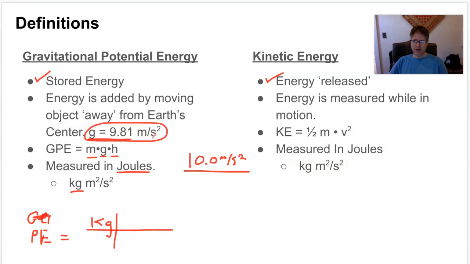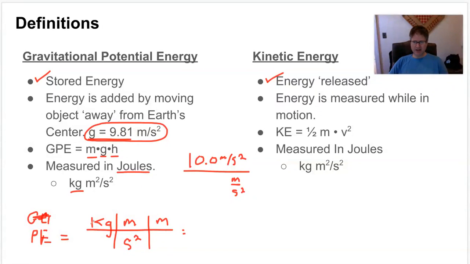And then I'm going to be doing gravity. So gravity is meters. The line horizontally is the per line, that's the dividing line in a fraction. So meters per second squared could be written like that. So this is my per second squared, okay? And then I'm going to be multiplying by height, and I said my height I want to do in meters.